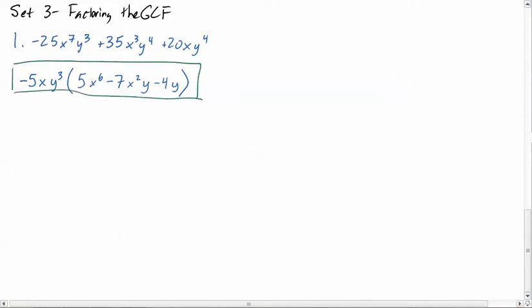Number 2 is somewhat similar. Number 2 looks like this: 3x to the third, y to the third, plus 3x squared, y to the third, plus 10x y cubed. All right, so let's go ahead and try to figure this one out. Are there any numbers that are common to all 3 of these? Well, 3 goes into both of these, but it doesn't go into the 10. It's not common to all of these terms, therefore I can't take out the 3.